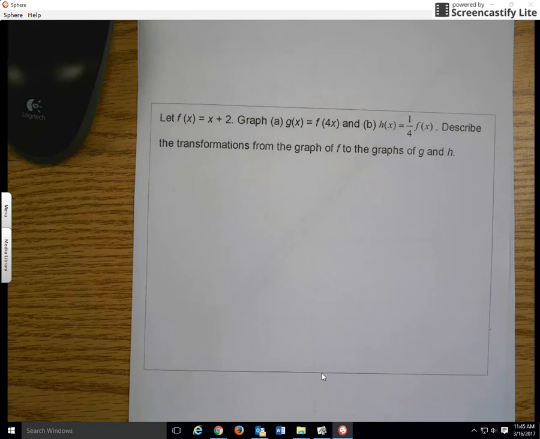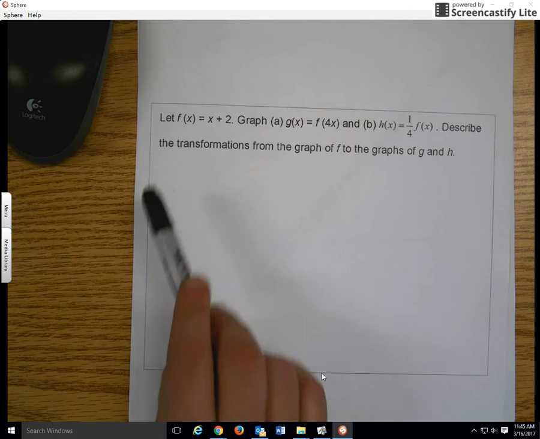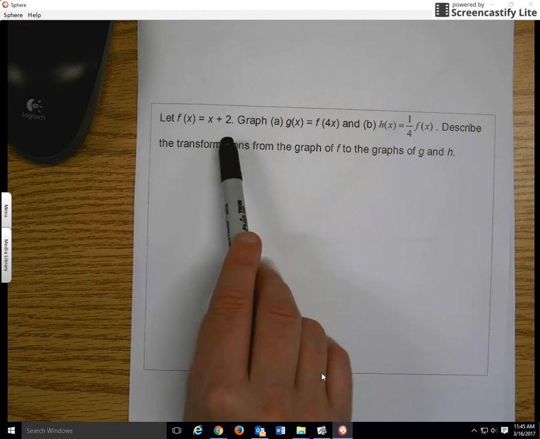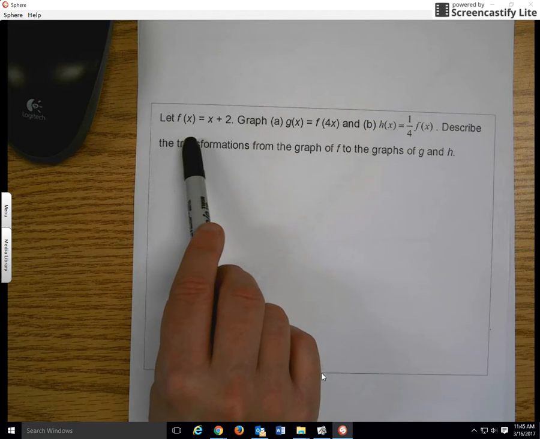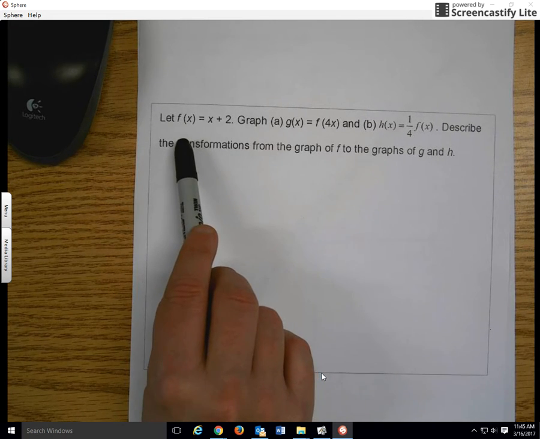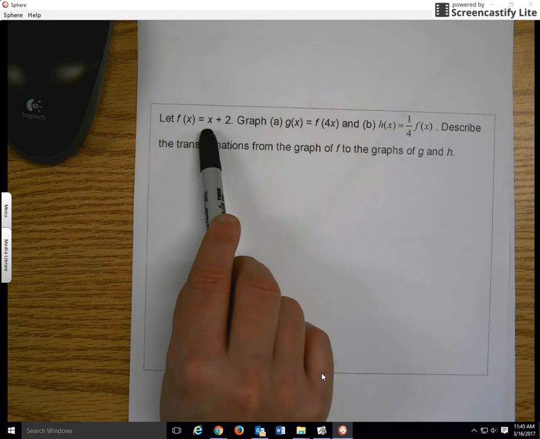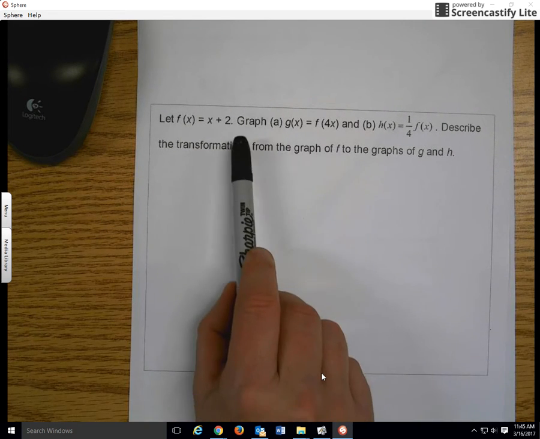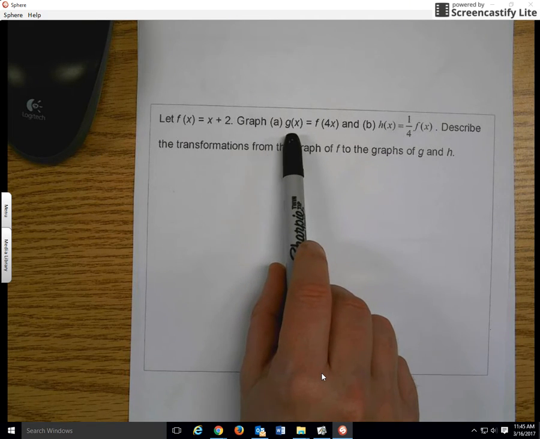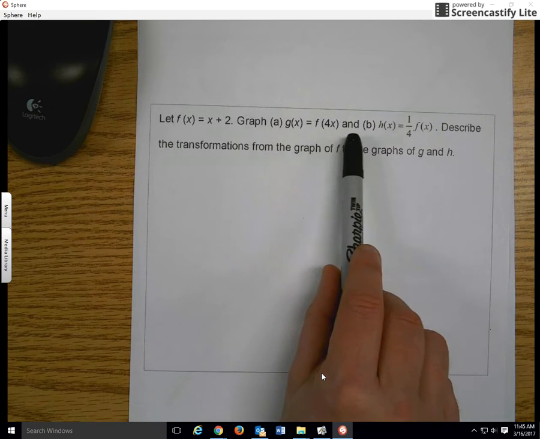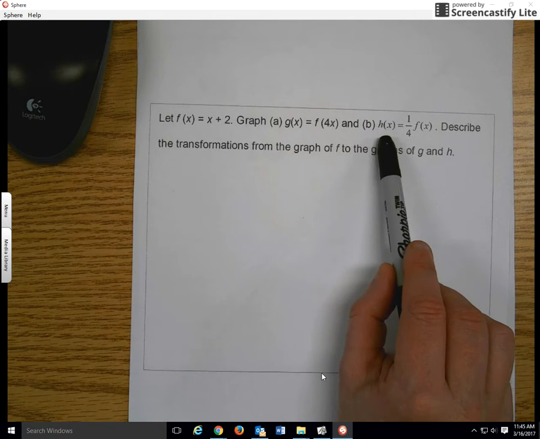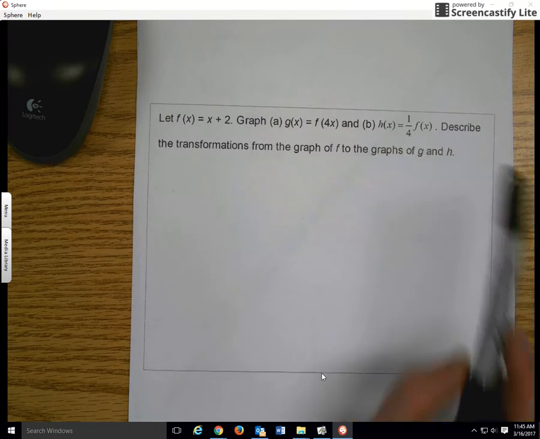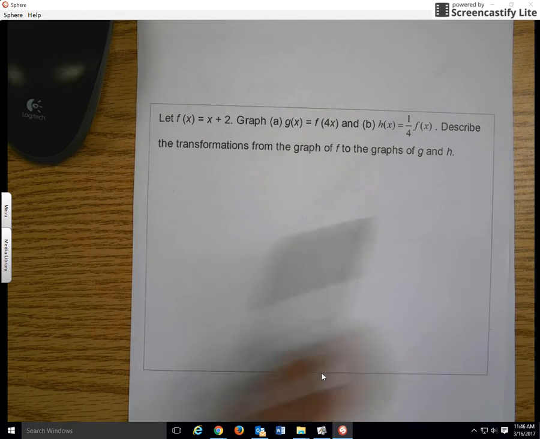Okay, so last time we talked about horizontal and vertical stretches, and this time we're going to talk about horizontal and vertical shrinks. It says let f of x equal x plus 2. Remember, f of x is the same thing as y, so if this is unfamiliar, it's just function notation for slope-intercept form, y equals mx plus b. And then it says graph, first of all, g of x equals f of 4x, and second, h of x equals 1/4 f of x. And then it wants us to describe the transformation.